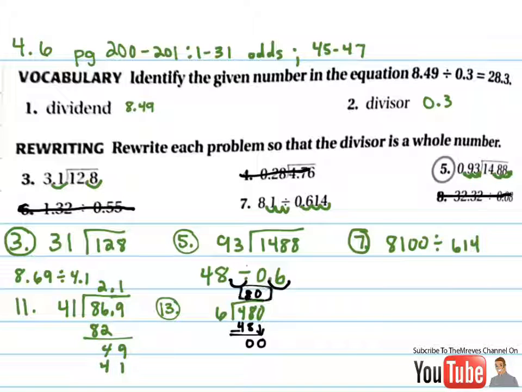6 goes into 0 0 times. So 6 goes into 480 80 times. It goes into evenly. And so there's no remainders, no decimals, nothing. So that's our answer. And this is a basic tutorial on how to do it.